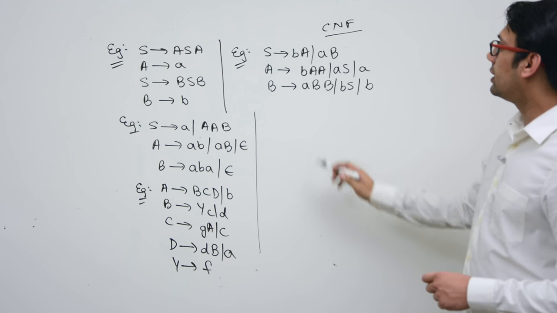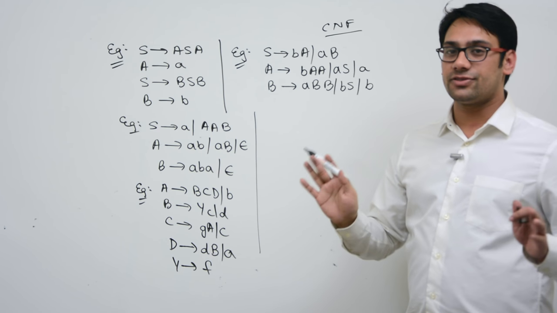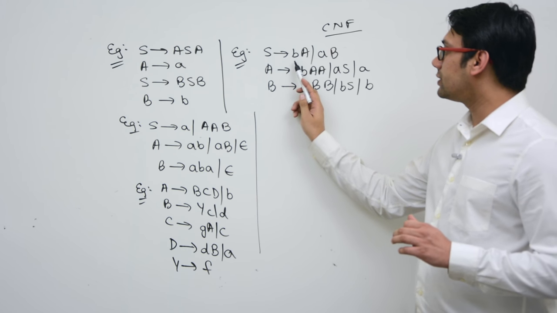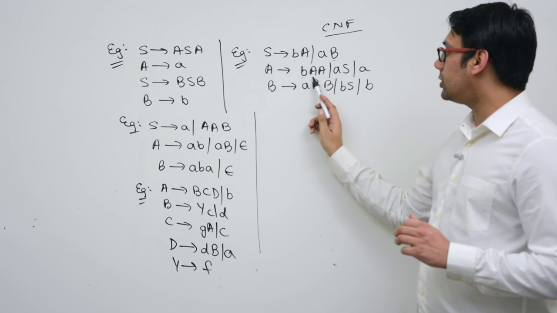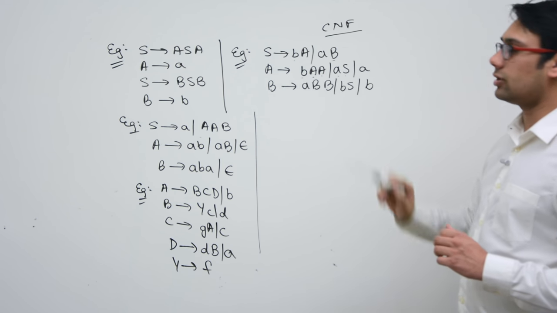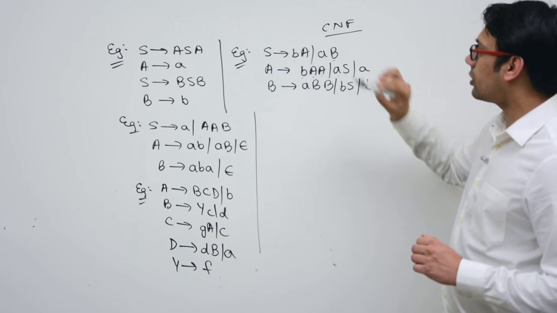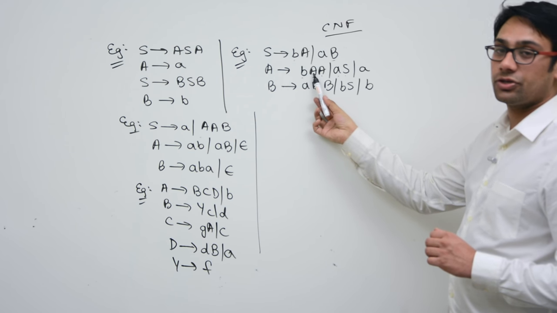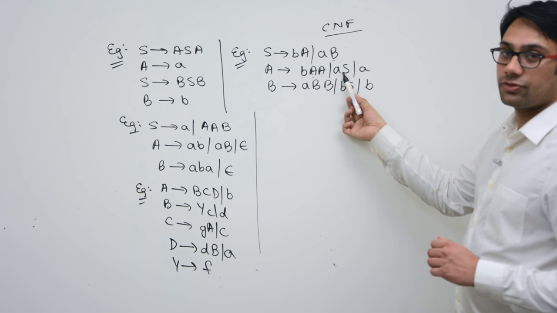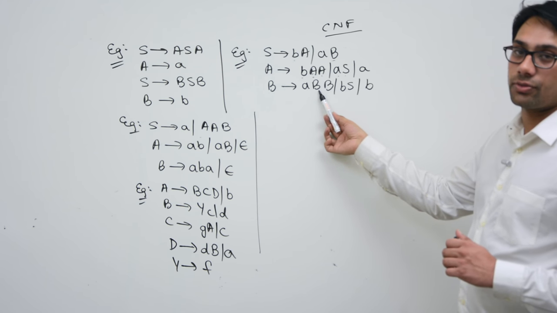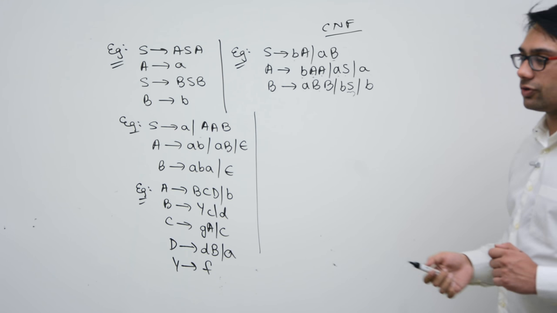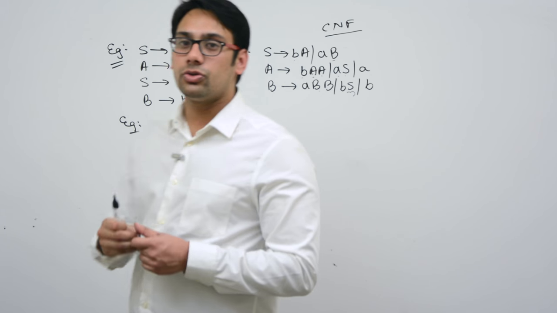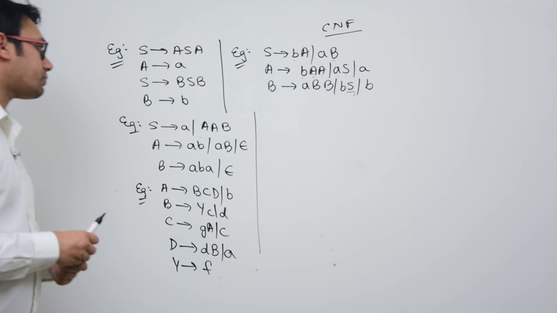So see, this grammar is not in Chomsky normal form. Why is it not in Chomsky normal form? Because this is a terminal, this is a variable. This is a terminal, this is a variable. This is a terminal, two variables. Terminal, variable, or a terminal, right? These two productions are not in Chomsky normal form. This production is not in Chomsky normal form. This production is not in Chomsky normal form. This is not in Chomsky normal form, but these two productions are in CNF, or you can say Chomsky normal form. So we want to convert this grammar to Chomsky normal form.